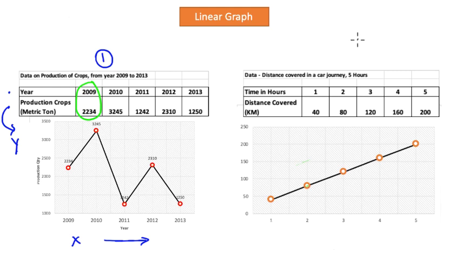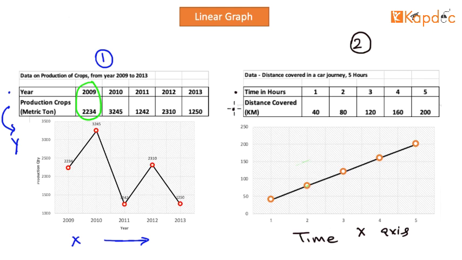A linear graph works in exactly the same steps as we have done for the line graph. So the data we have is the time in hours, and we are recording how much distance is covered in kilometers for a car journey, okay? So we have 1 hour, we have covered 40 kilometers, 2 hours 80, and 3 hours 120, and so on, okay? Now what we do is we simply plot these points on the x and y axes, and I define my x axis to be the time axis, okay, and the y axis becomes the distance covered.